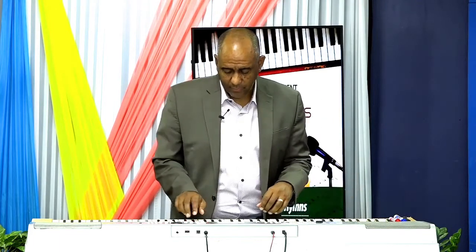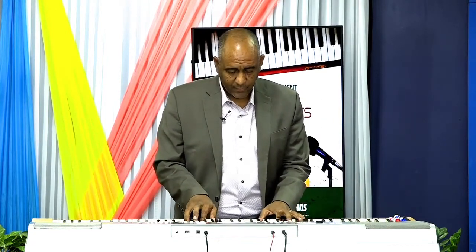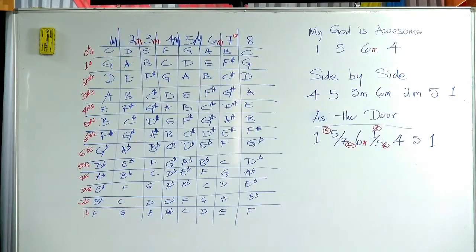Same principle applies. G is number 1. Second chord is the 5, which in the key of G, 5 is D. And the 7 is F sharp. So it will sound like this. That's a movement from the first to the second one. Or just the chords.